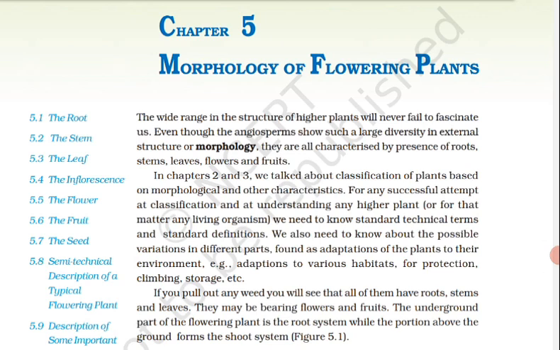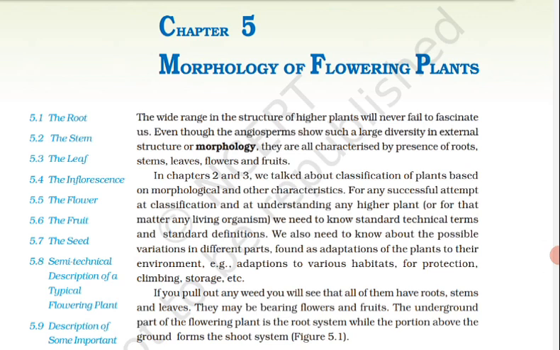In Chapter 2 or 3, we talked about classification of plants based on morphological and other characteristics. For any successful attempt at classification and at understanding any higher plant, or for that matter any living organism, we need to know standard technical terms and standard definitions. We also need to know about the possible variation in different parts found as adaptation of the plant to their environment. For example, adaptation to various habitats for protection, climbing, storage, etc.